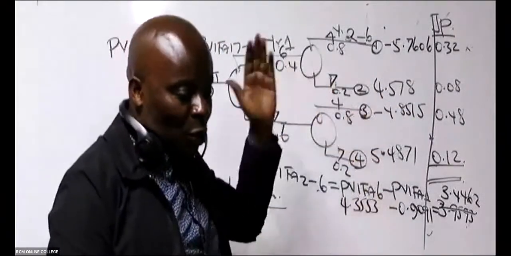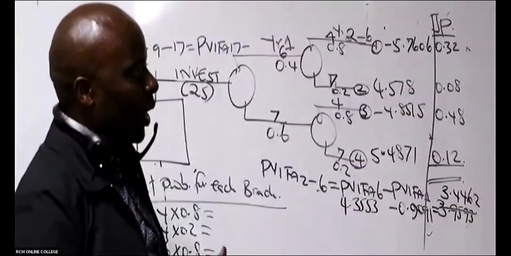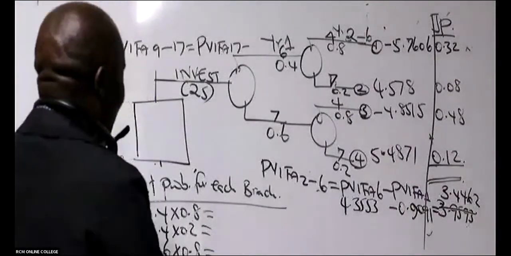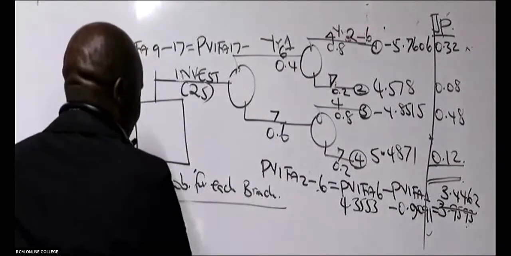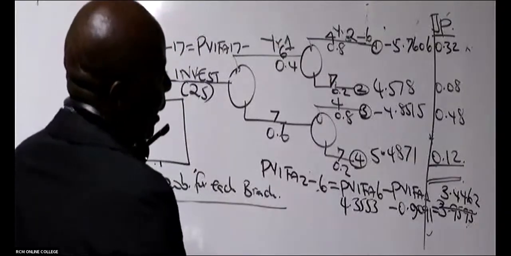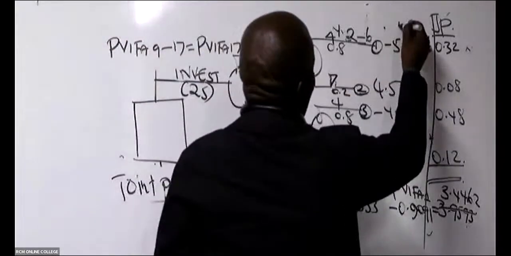If you add all of them, it must always be 1. So the last step, you give us the expected net present value. Remember, this is the net present value.